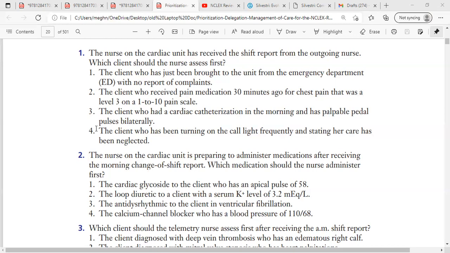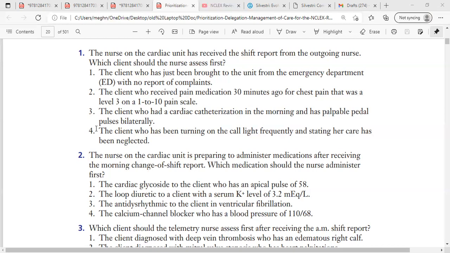Here, number one, the client who has just been brought to the unit from the emergency department, with no report of complaint. Number two, the client who received pain medication 30 minutes ago for chest pain, and that was level 3 on a 1 to 10 pain scale.